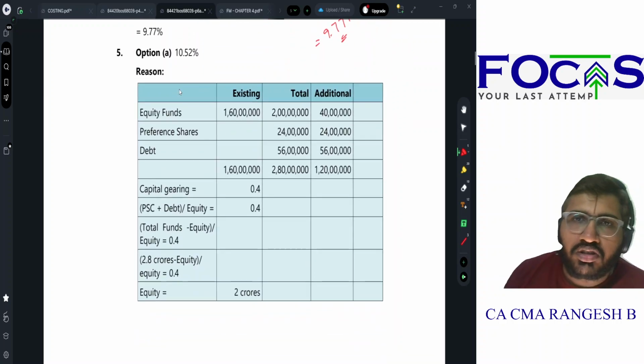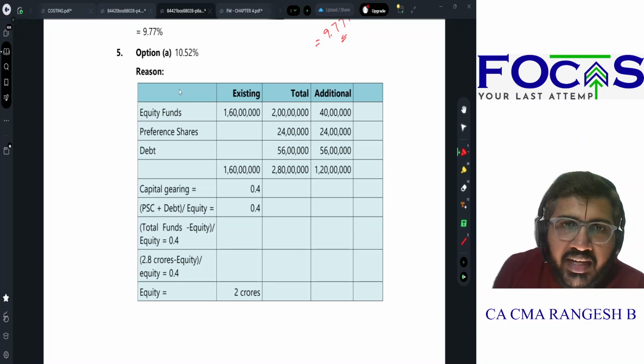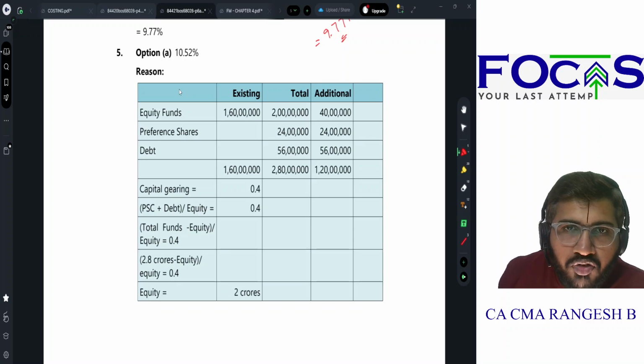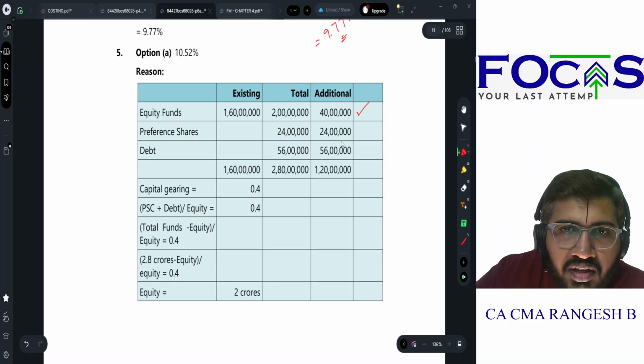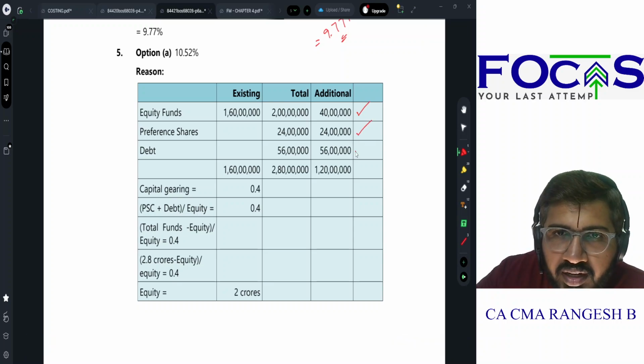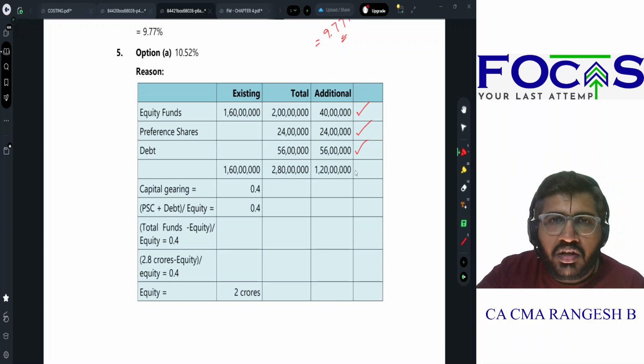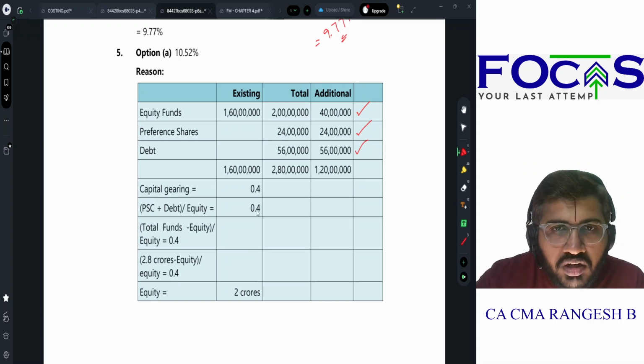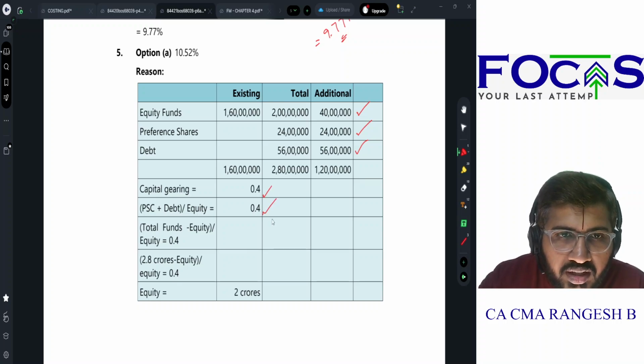Last, marginal cost of capital ketirukkaanga. Existing equity capital already enna solliyirukkom, 1.6 crores. Ippo extrava oru 40 lakhs raise panrom. So that is my extra. Preference shares 24 lakhs pudhusu. Debt 56 lakhs pudhusu. Yes. Now my capital gearing is how much? 0.4, which is what they wanted.